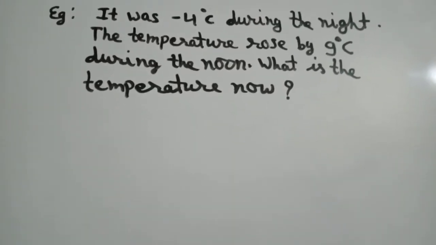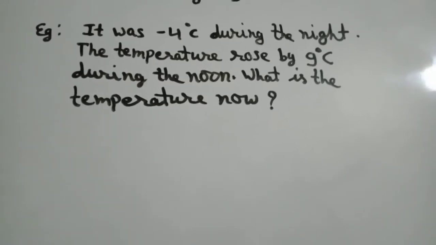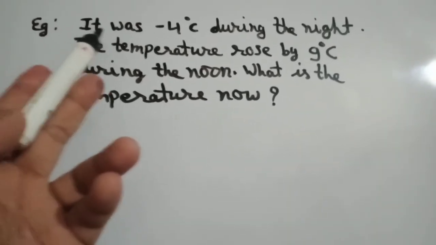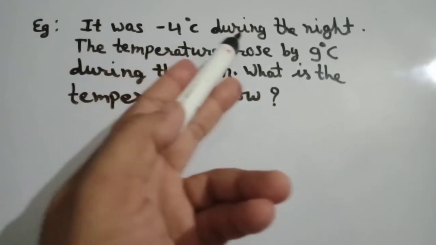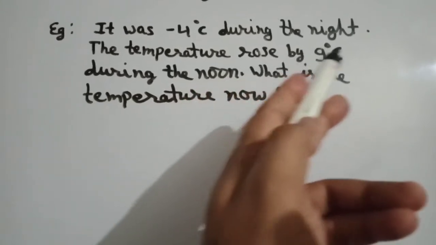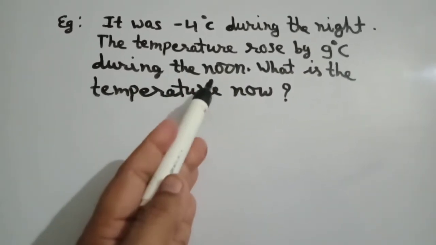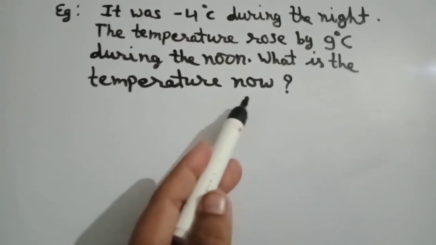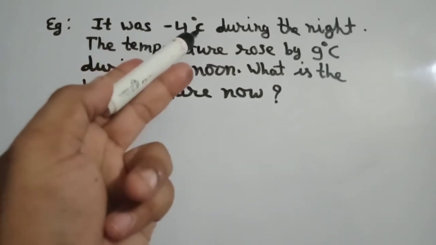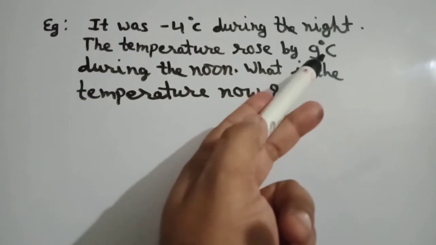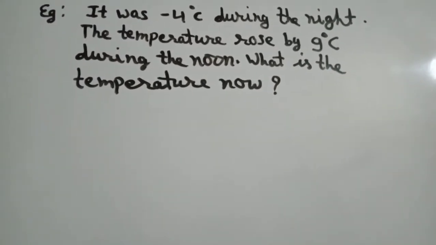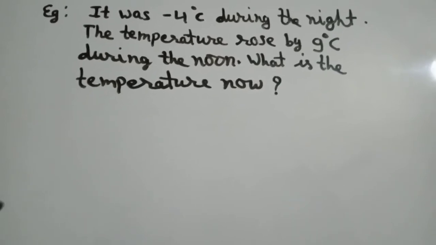So student, here is a word problem which is based on integers. It was minus 4 degrees Celsius during the night. The temperature rose by 9 degrees Celsius at noon. What is the temperature now? The initial temperature is minus 4 degrees, and the rise in temperature is 9 degrees at noon.